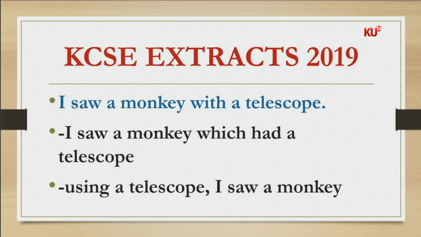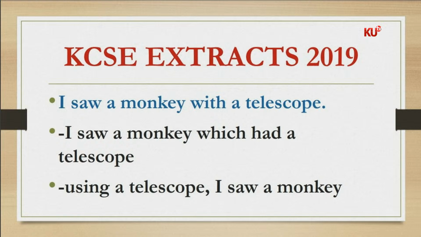The second meaning of this sentence now, I'm the one who has the telescope. I saw a monkey with a telescope. So I'm the one who has the telescope, and I'm using the telescope to look at the monkey. So to remove ambiguity in this sentence, the first sentence will be, I saw a monkey which had a telescope. So it's the monkey that has a telescope.